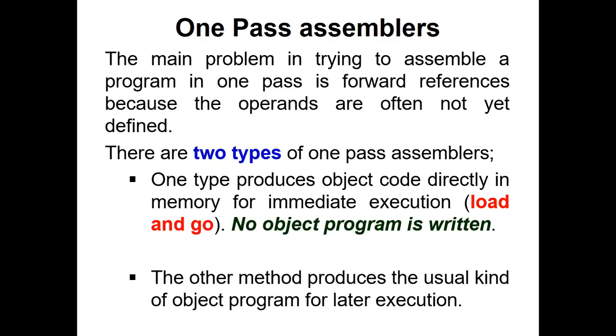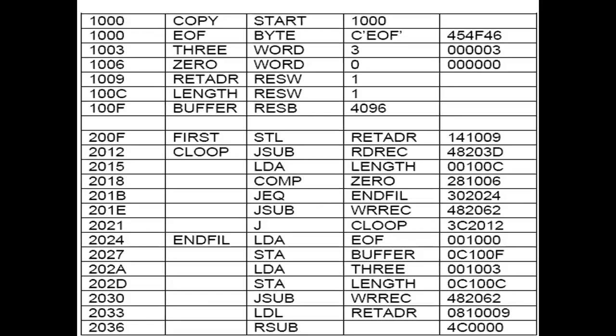Okay? So the second method uses the object program as usual, but we will see how it differs from the others. Okay. Now, in the load-and-go method, one thing that you can do is a small modification of the program. Remember, we said that in an assembler, we usually declare the variables at the bottom of the program.